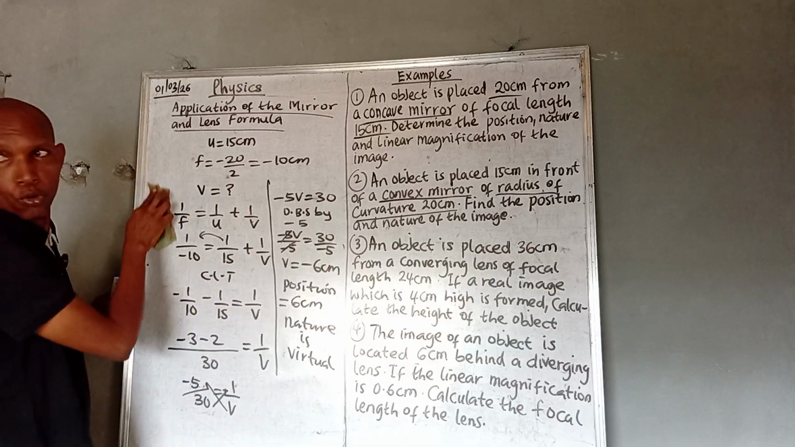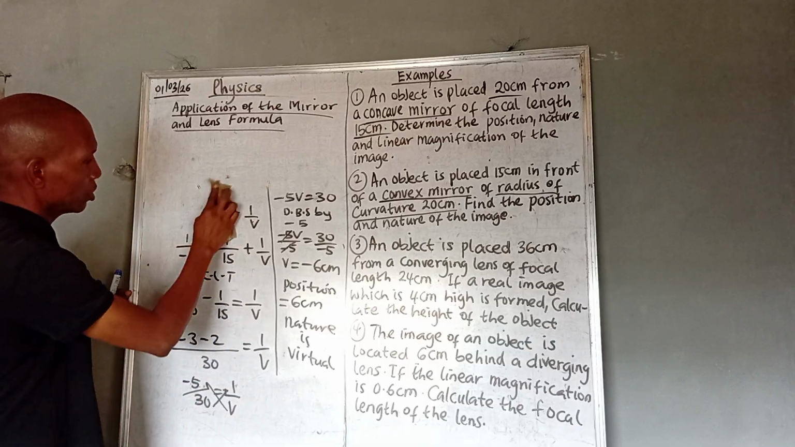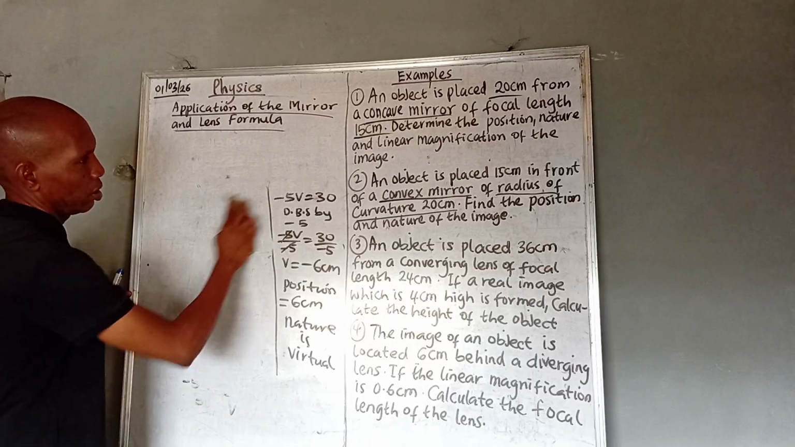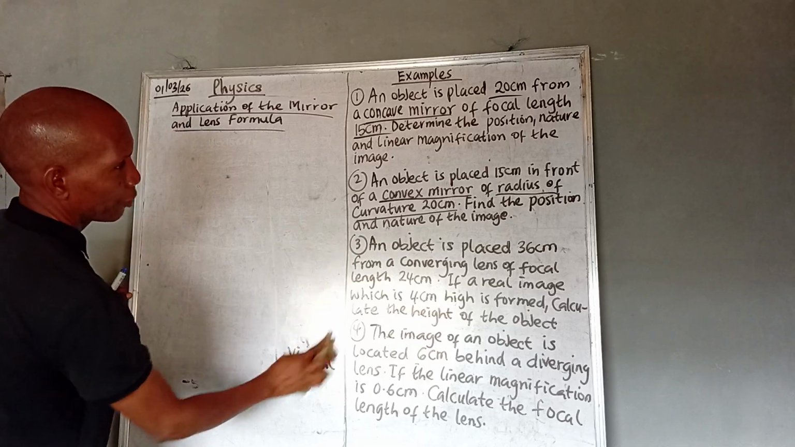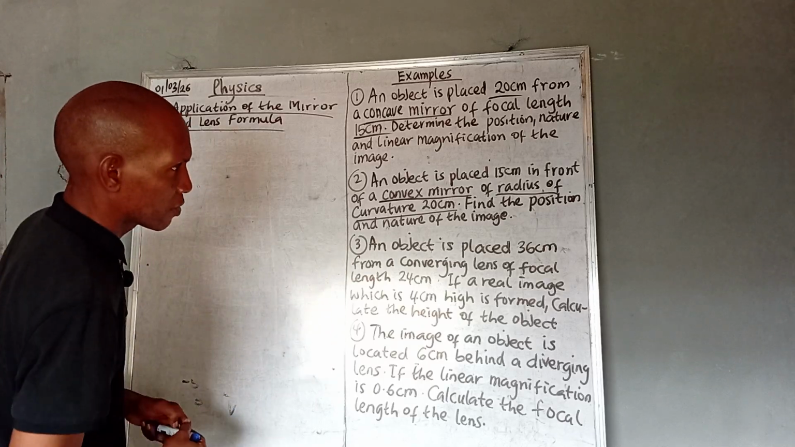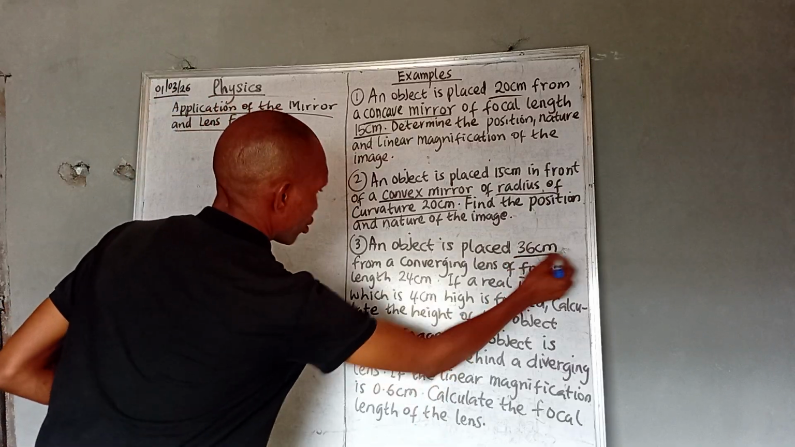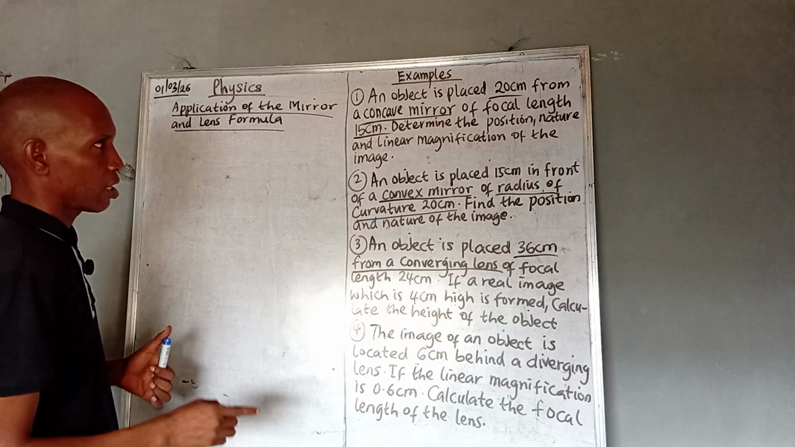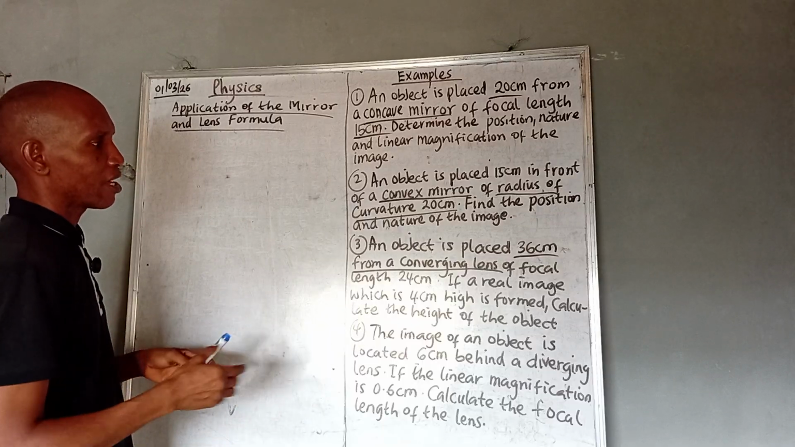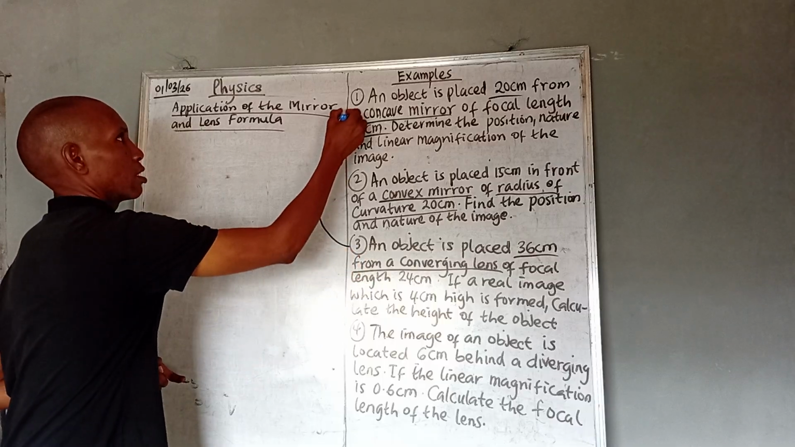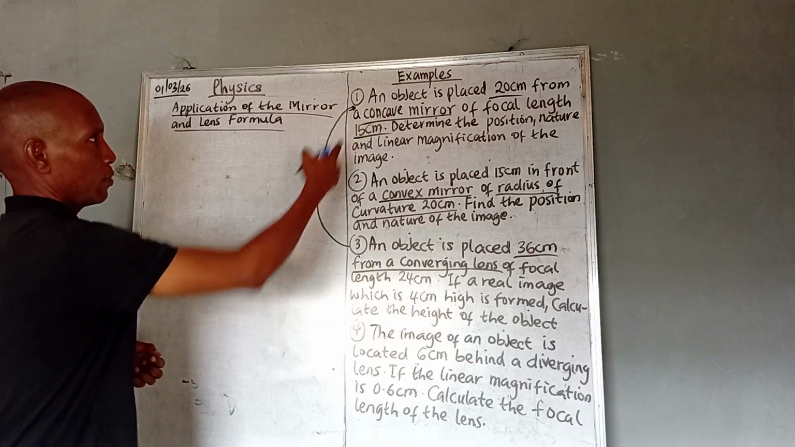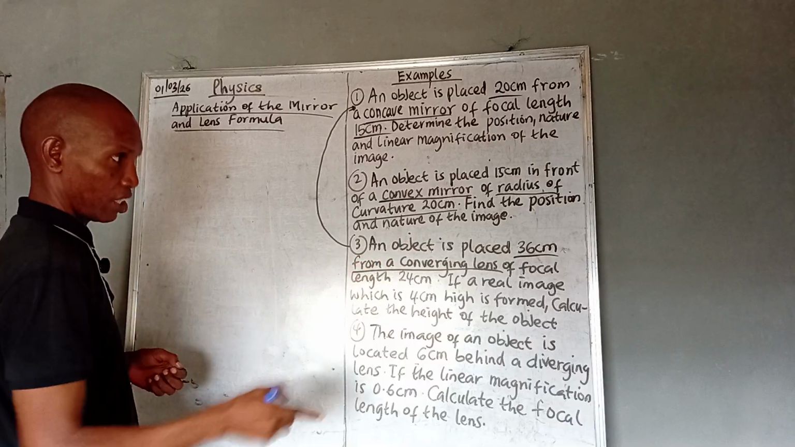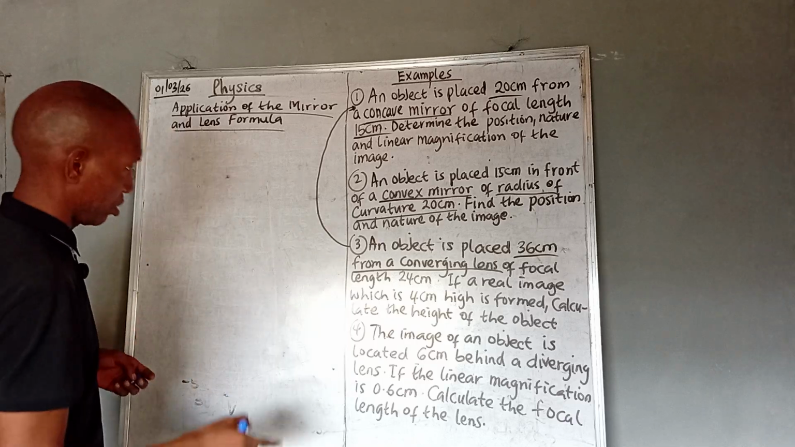Let's take the third question. So take note of that. We are taking the third question. The third question reads: an object is placed 36 centimeters from a converging lens. Don't forget, a converging lens is a convex lens, and it has a similar behavior with a concave mirror. Concave mirror and convex converging lens, they behave alike. Their focal length is always positive.